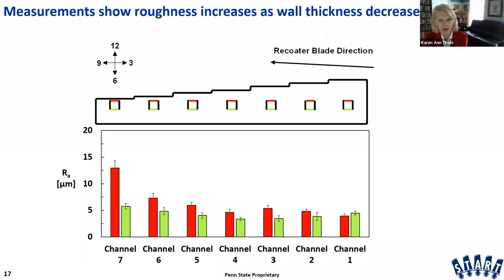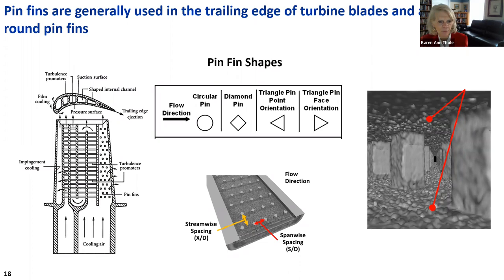Okay, let me give you now a couple of fun things. So, we gained all this knowledge on how to build things. And then we wanted to have a little bit of fun and say, let's build some fun shapes that are hard to make using cast. So one of the first things we looked at is different shaped pin fins. And pin fins are often used in the trailing edge of a turbine blade, as I show on the left.